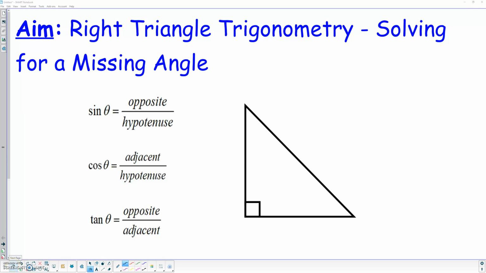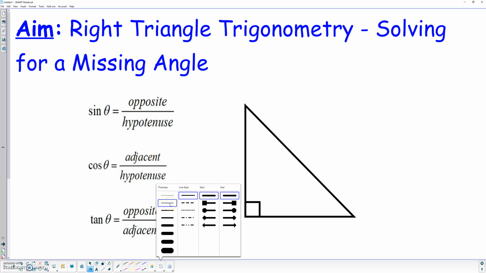Hi everyone, so in the last lesson we reviewed right triangle trigonometry and we went over how to solve for a missing side length. Okay, so today I'm going to show you how to solve for a missing angle. So again, these problems will always involve a right triangle and it will also always involve one of the acute angles. Okay, so we're going to label one of those acute angles as theta.